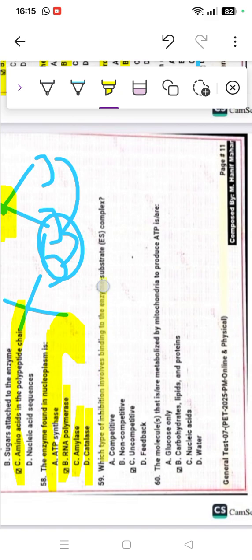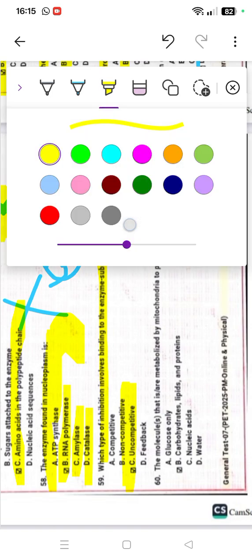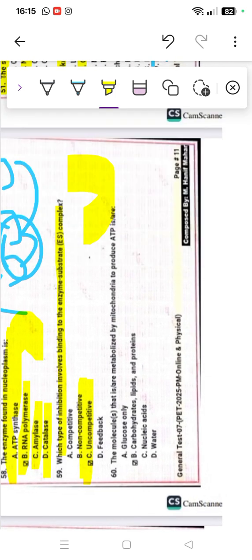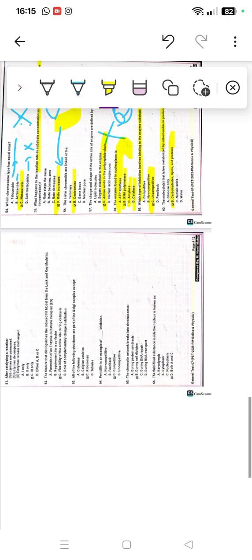Which type of inhibition involves binding to the enzyme substrate ES complex? That's simply uncompetitive, also called anti-competitive, where the inhibitor binds the enzyme substrate complex, neither binding to the allosteric site nor to the active site. Then the molecules metabolized in mitochondria to provide ATP are carbohydrates, lipids, and proteins, which provide energy.